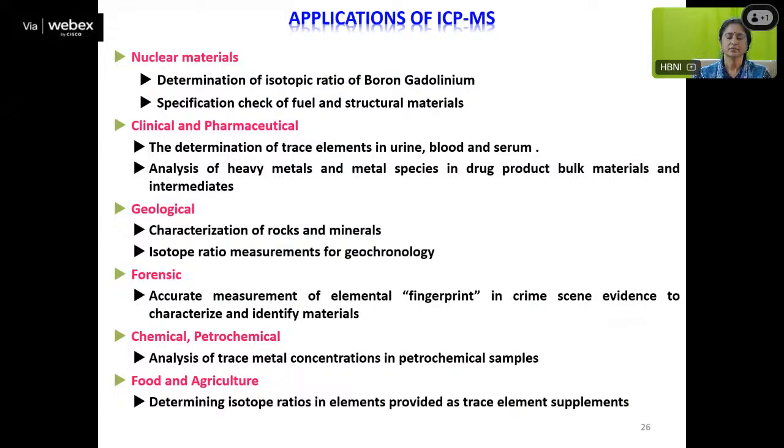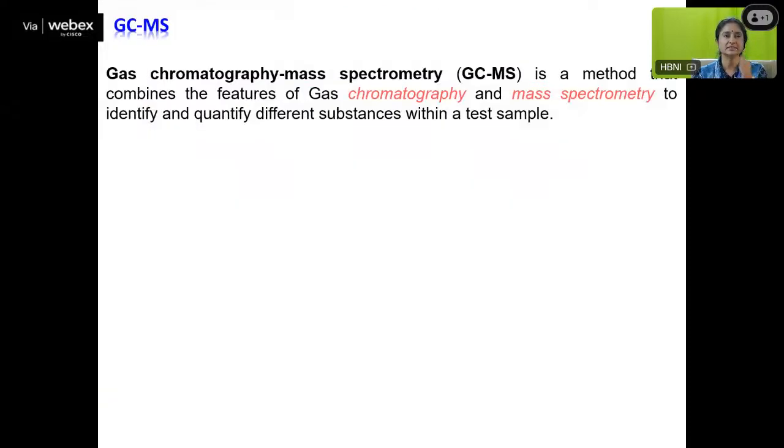So now, what are the applications actually? Determination of isotopic ratio of boron in gadolinium. It is a very versatile technique which can be used for analysis of all types of materials, starting from nuclear materials, clinical and pharmaceuticals, geological, forensic, chemicals, then food and agriculture, like that. So now let us come to GCMS.